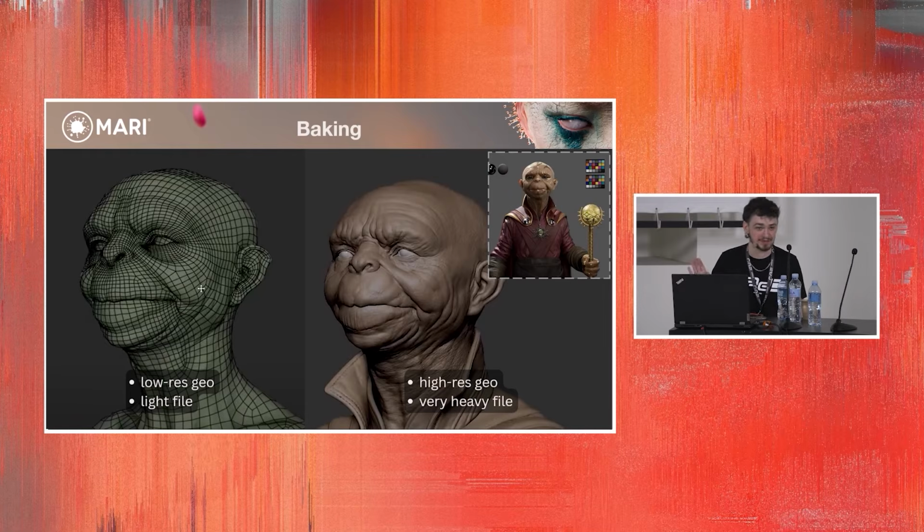And I'm nearly finished with the preamble, then we'll get to the interesting stuff. So baking, what is baking? So that's how you get your ambient occlusion, curvature maps, etc.